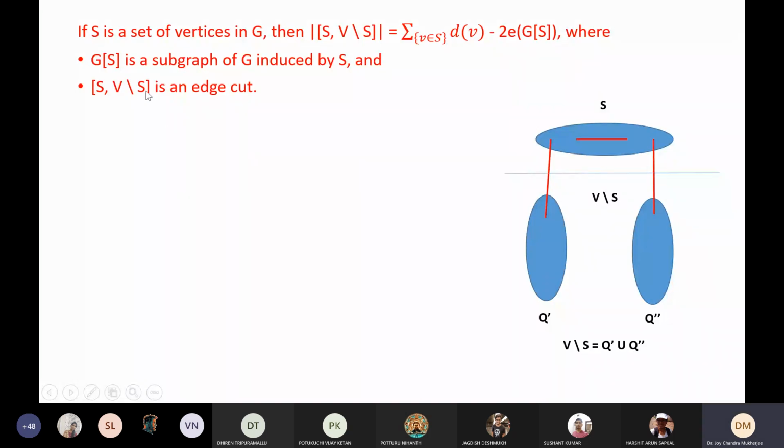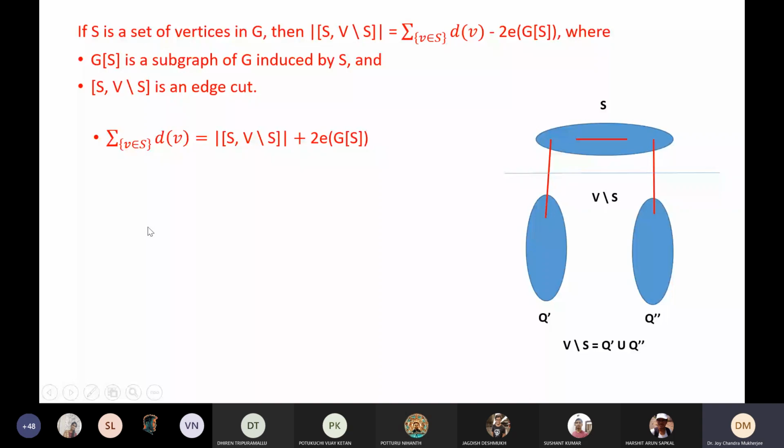So here (S, V minus S) is an edge cut and G[S] is a subgraph of G induced by S, and we have to prove this. Basically, if we have to prove this, that means we have to prove that the summation of degree of all the vertices in S is basically this one plus 2 into E(G[S]).